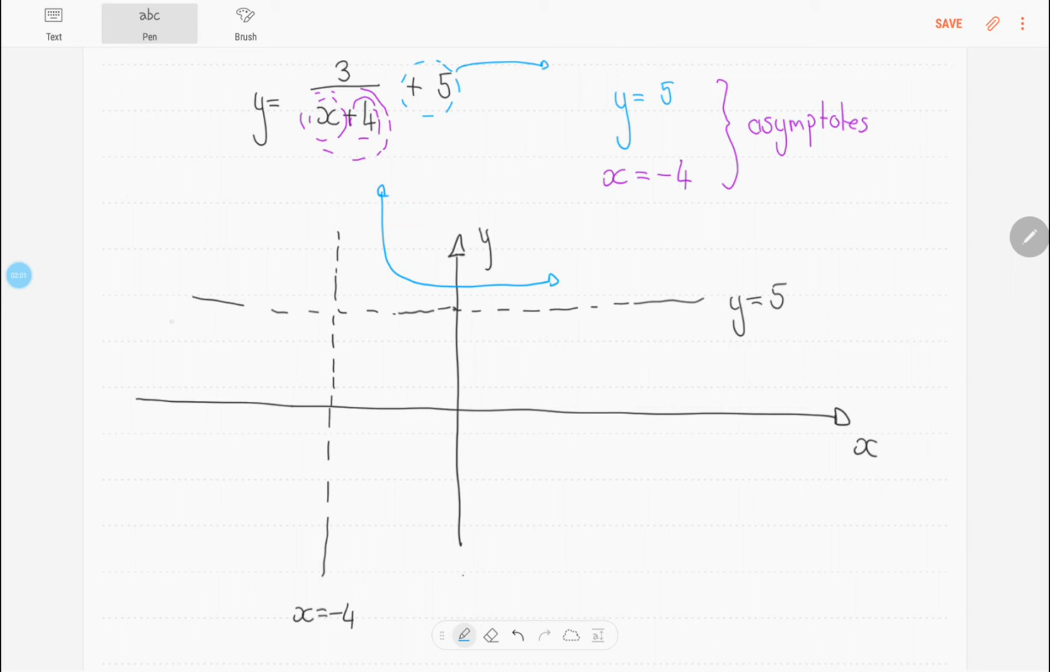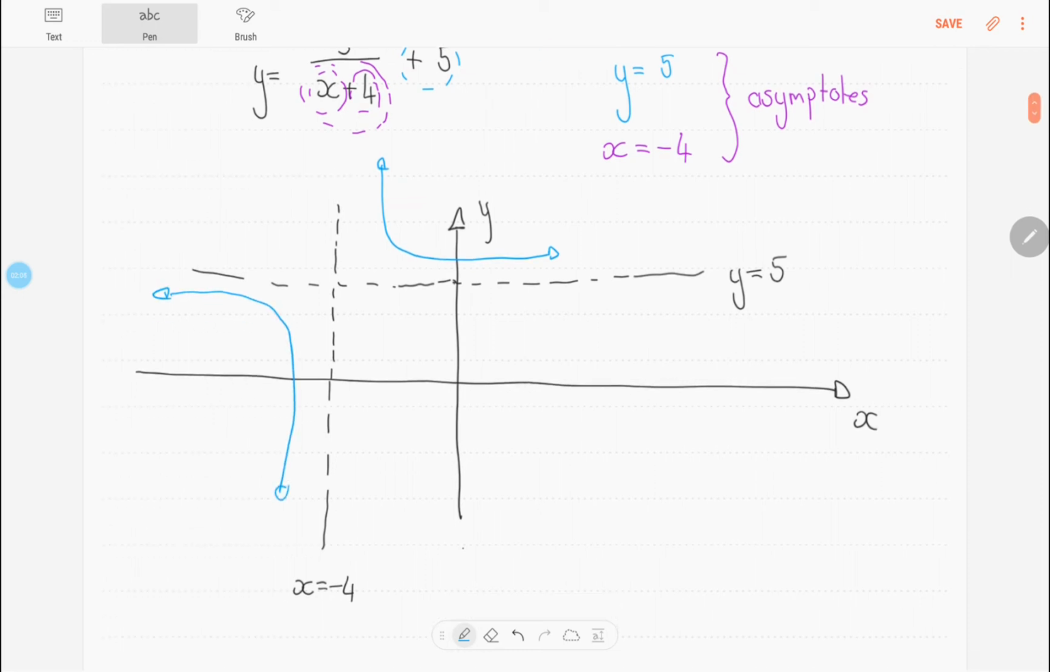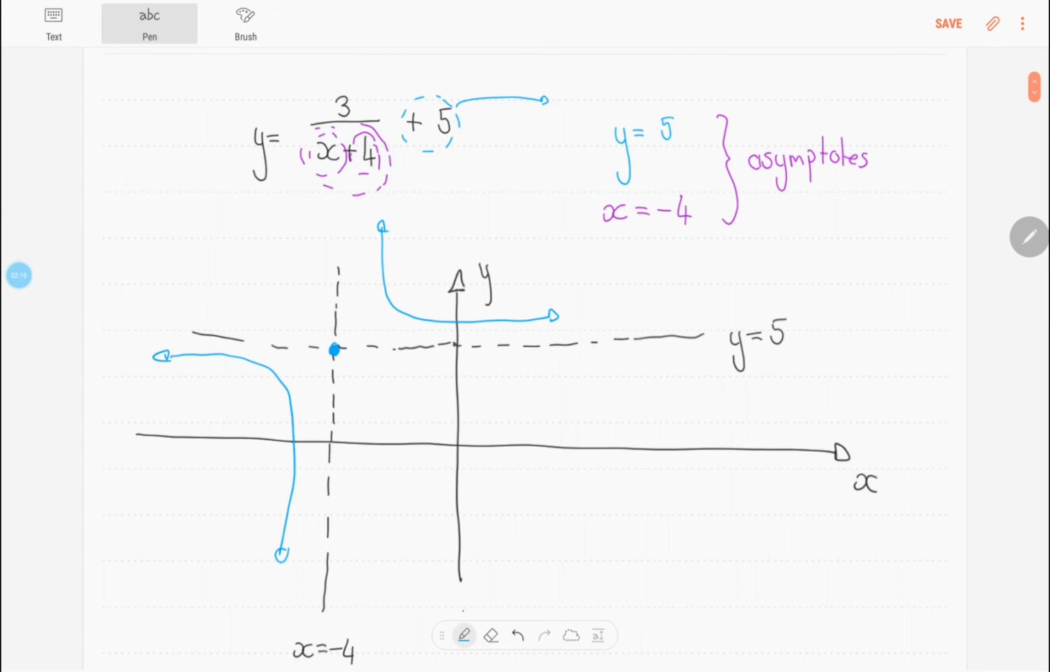I'll do another video showing exactly how hyperbolas work, but for now this is just how to find the equations of the asymptotes. So what we're interested in is the equations of our axes of symmetry. We have two lines of symmetry running through this graph. One of them is there and one of them is there.